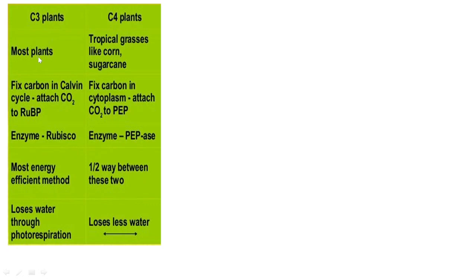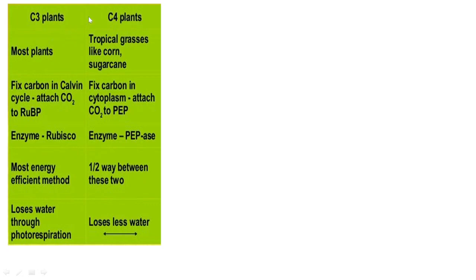Why are they called C3 plants? Because the first stable product in Calvin's cycle during photosynthesis in such plants is a 3-carbon compound, phosphoglyceric acid. If you can recall Calvin's cycle, there you will see that the first stable product is always a 3-carbon compound, phosphoglyceric acid. Hence, these plants are called C3 plants. Most of the plants that you see around you will be C3.